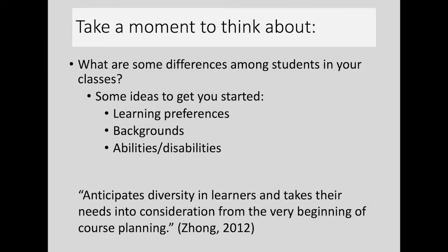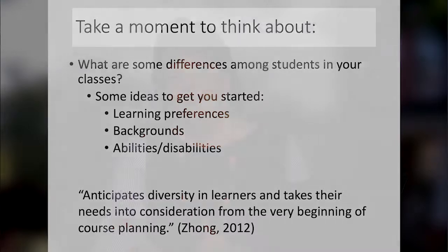So take a moment to think about your students and think about your classes. Do you know all of their learning preferences? Do you know all of their backgrounds? Do you know what prior knowledge or prior experiences they bring into your classroom? Do you know their abilities or their disabilities? Do you know all of the ways they might be different from each other? Universal design for learning anticipates diversity in the learners and takes their needs into consideration from the very beginning when you're planning your course.